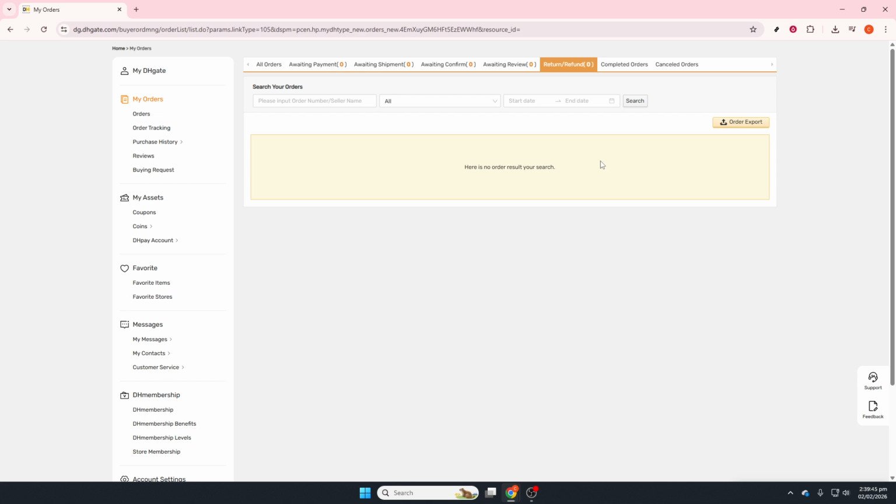Funds go back to your original payment method or to your Dhgate wallet, depending on what you used at checkout. Card refunds usually post within 5 to 15 business days, while wallet refunds tend to land faster. Keep monitoring the status, and if your bank needs extra time to post the credit, give it a few days. That's it. You've successfully navigated a Dhgate refund from start to finish.